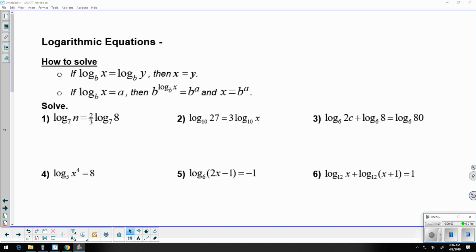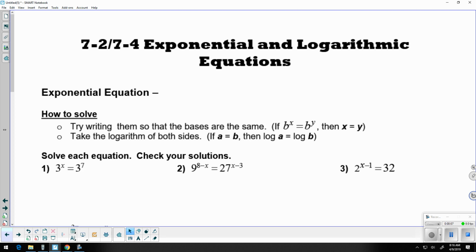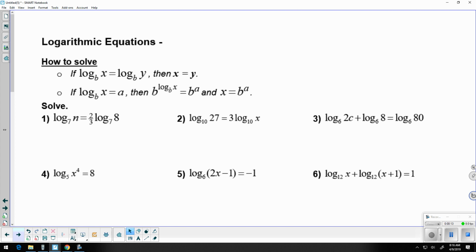Okay, so we are finishing up this section. Let me just flip back a page here. Again, this was 7.2 and 7.4 together, and we already covered 7.2, which was the exponential equations. So now we're moving on to log equations.